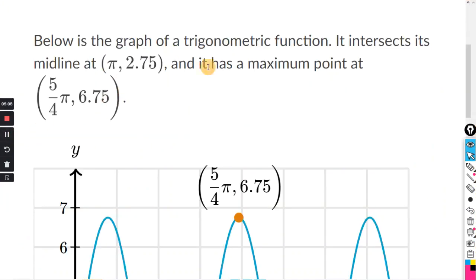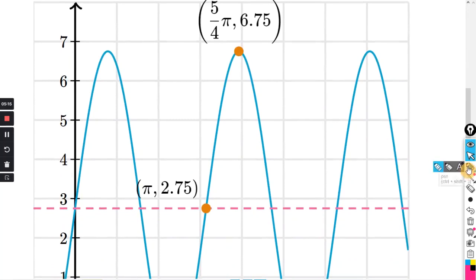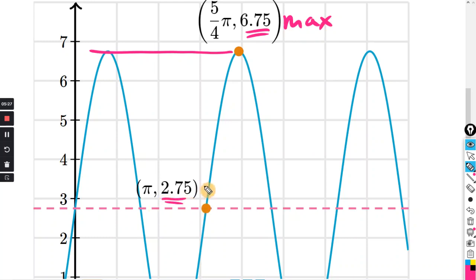All right, below is the graph. They give us the midline coordinate and the maximum point coordinate. Okay, so pretty much the same as problem number 1. We're looking at the y coordinate. So this right here is the max. Again, we're looking at the y coordinate for the midline. This right here is the midline.